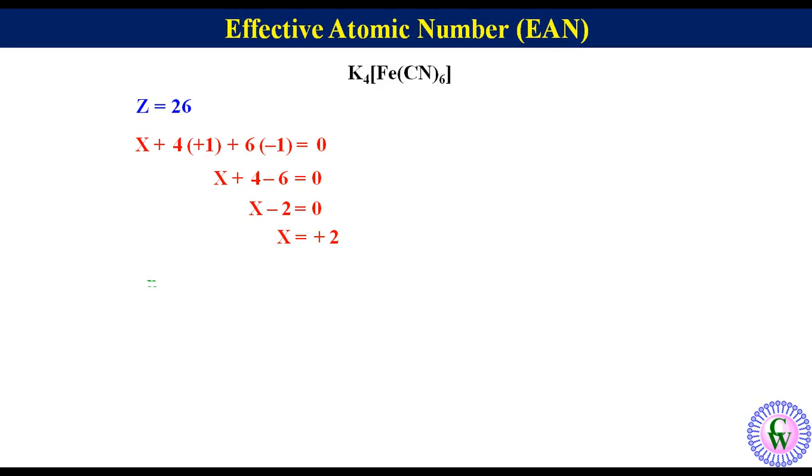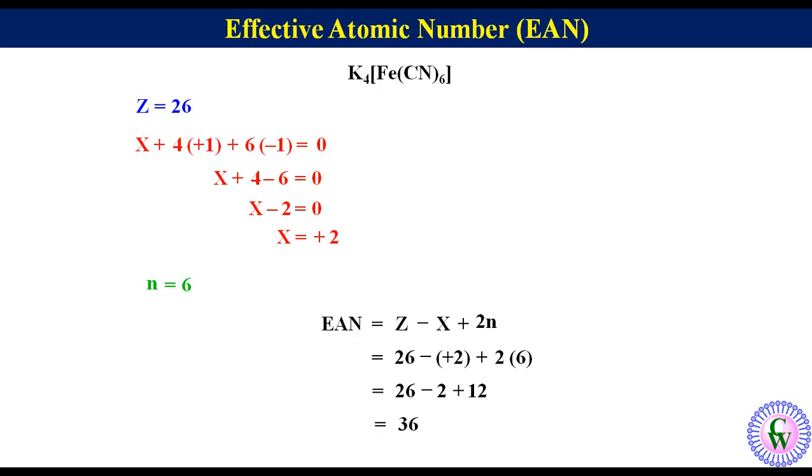Number of ligands n is equal to 6. We know that effective atomic number EAN is equal to Z minus X plus 2n. That will be equal to 26 minus plus 2 plus 2 into 6, is equal to 26 minus 2 plus 12, is equal to 36.